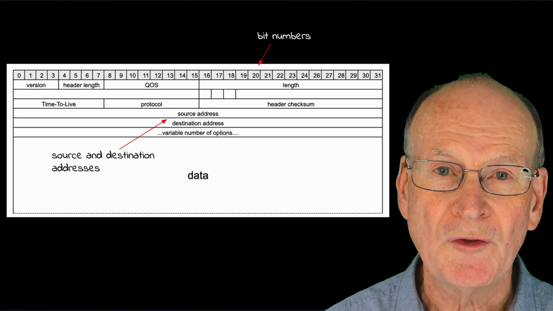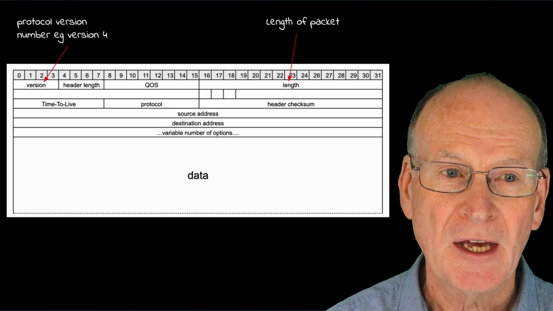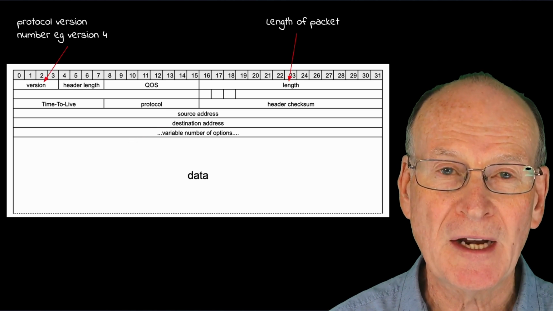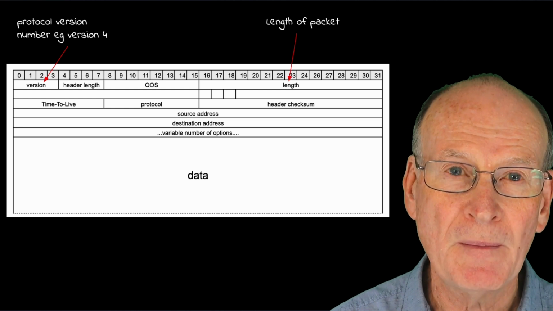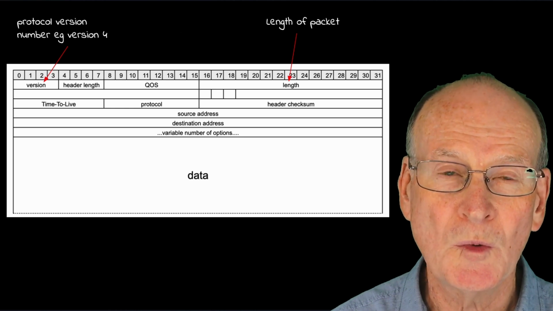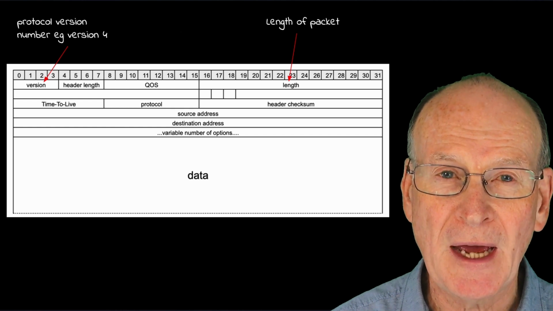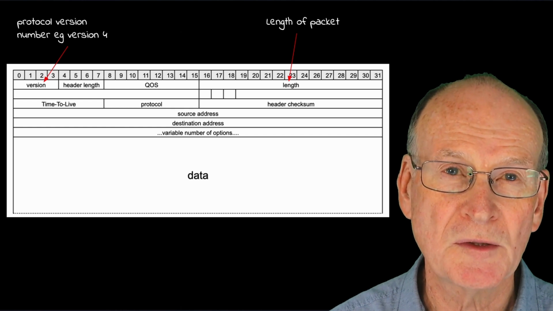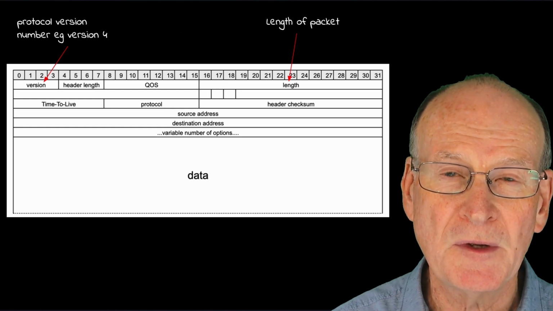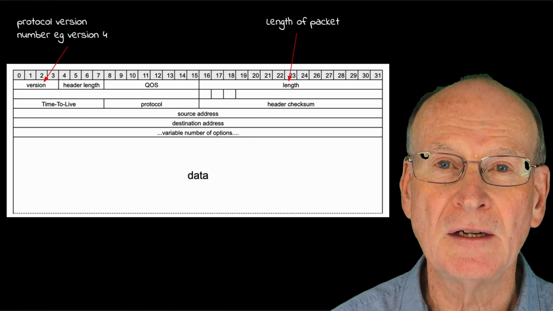Now there are a number of parts to this. If you look at the very first part of the header, it's got the version number, and the two widely used versions of the Internet packet are IP version 4, which is the majority, and IP version 6, which is slowly being rolled out over many years.